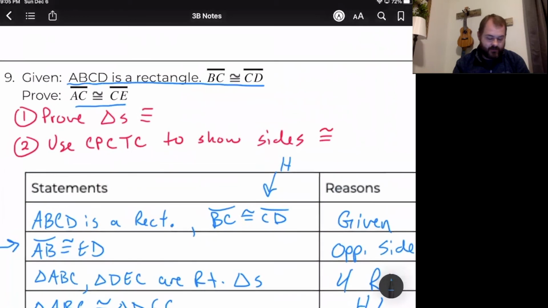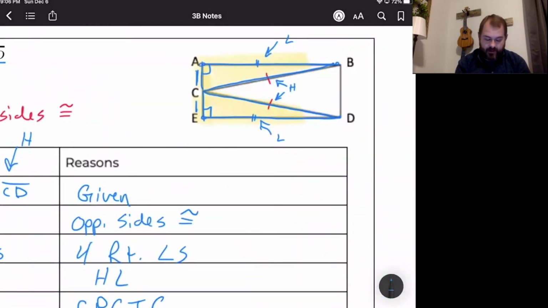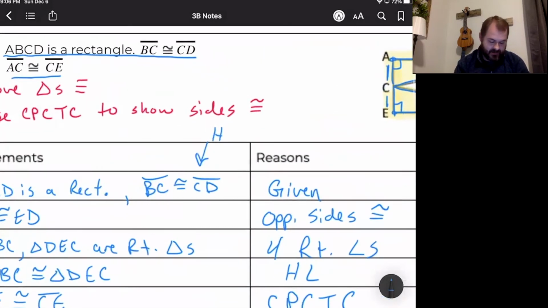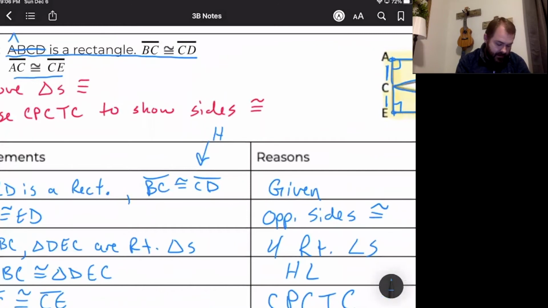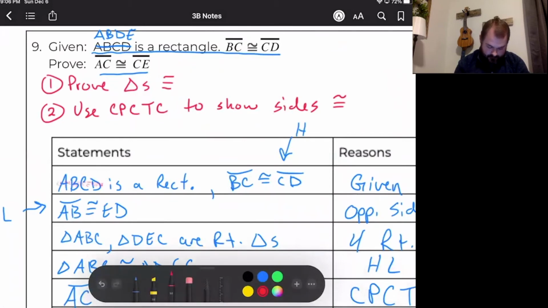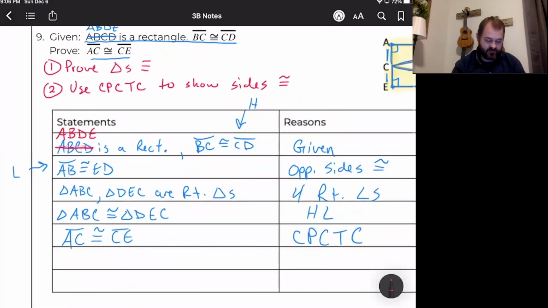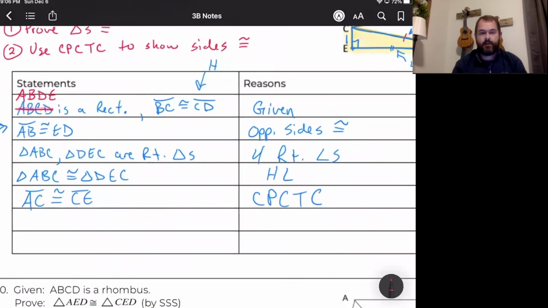Now, I've caught a little mistake in the notes here that I haven't fixed yet, and I apologize. In the beginning, I said that ABCD is a rectangle. This is not ABCD. That's not a rectangle. ABDE is your rectangle. ABDE is our rectangle. So I'm actually going to fix that. ABDE. So just kind of fix that. It's not a big deal. I wouldn't count off points if we didn't fix that on a test or quiz, but it does need to be pointed out.